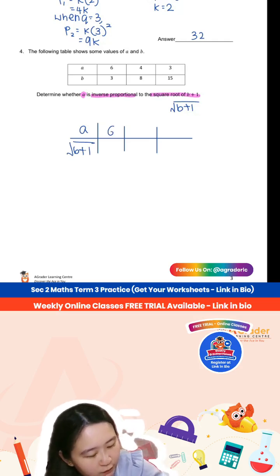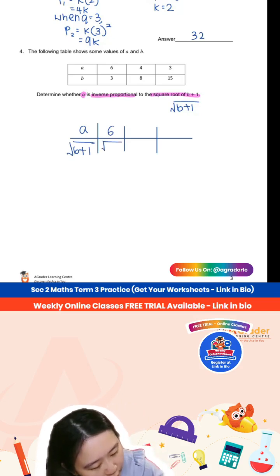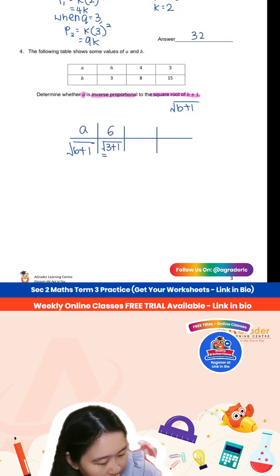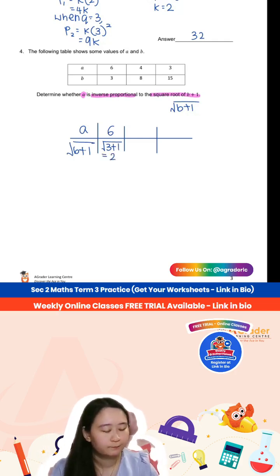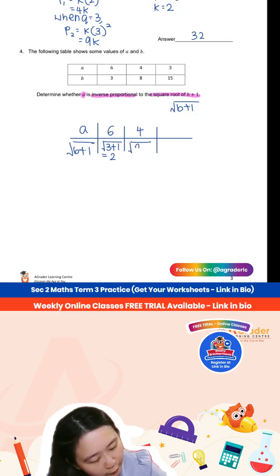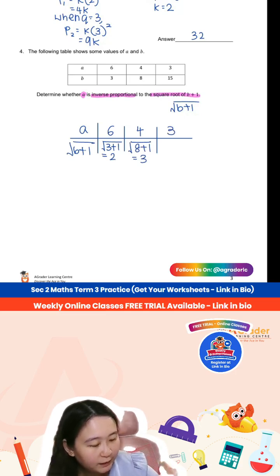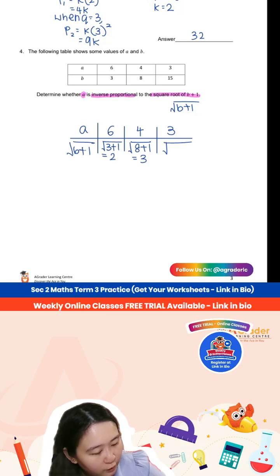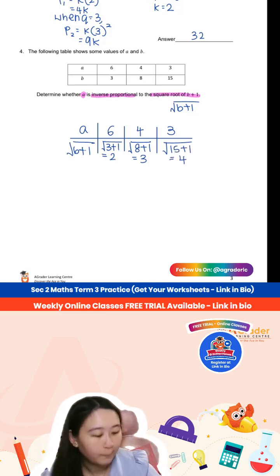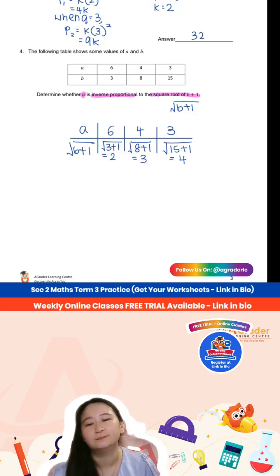So when A equals 6, the value of B is 3. So this will be square root of 3 plus 1, which is square root of 4, which will give us 2. Then when A is 4, the value of B is 8, so it will be square root of 8 plus 1. So square root of 9 is 3. Then when A equals 3, square root of 15 plus 1 will be 4. So you can see that as the value of A increases, the value of square root of B plus 1 decreases.